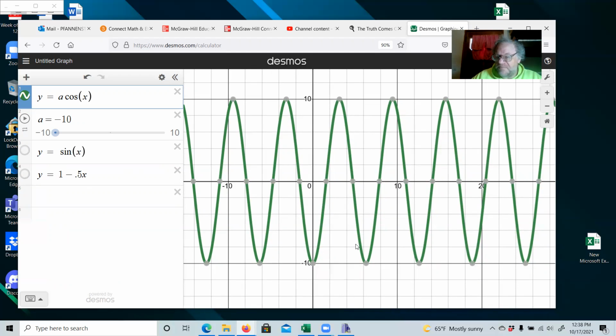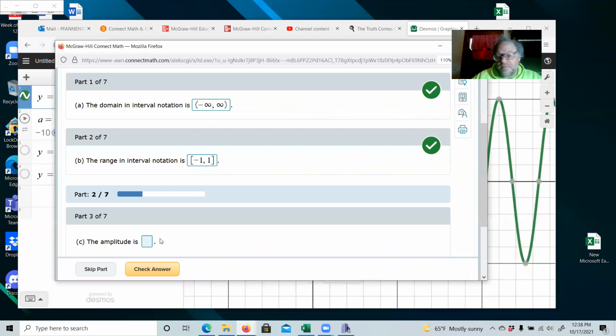So amplitude, absolute value. Positive, just take the positive one and write down the number that's before it. Okay, so that's all we're going to do there. So on a vanilla sine or a cosine, amplitude is 1.